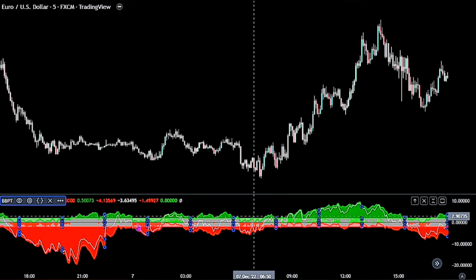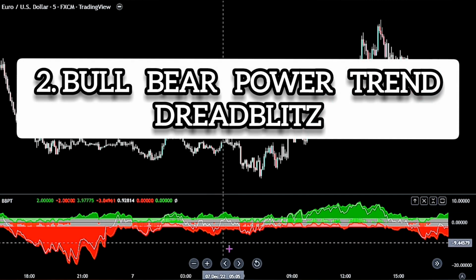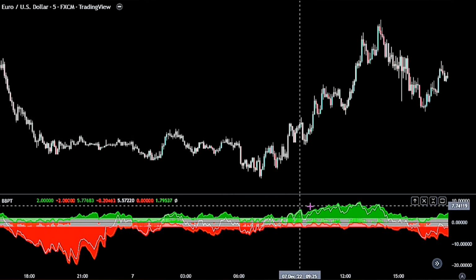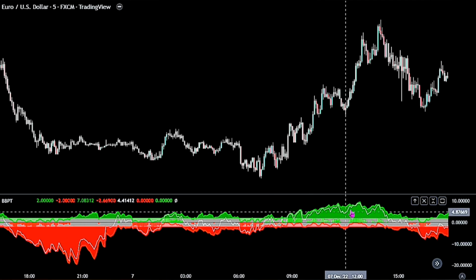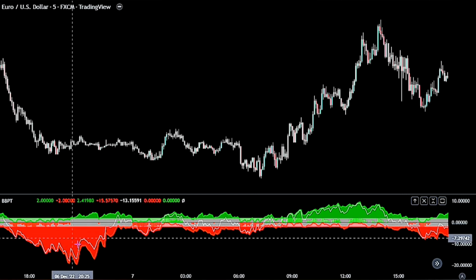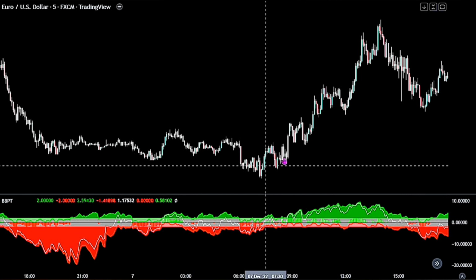And in second place, we have the bull bear power trend. This indicator is actually not a scripted volume indicator, but I chose to use it as a volume indicator. It measures the strength of buying and selling pressure. In other words, with the help of this indicator, you can evaluate the balance of power between bulls and bears to find out which trend has more momentum in the market.